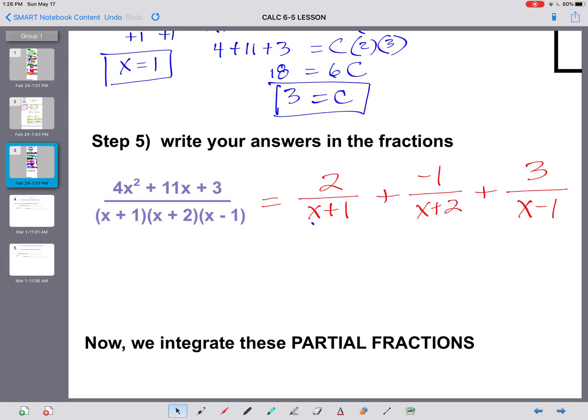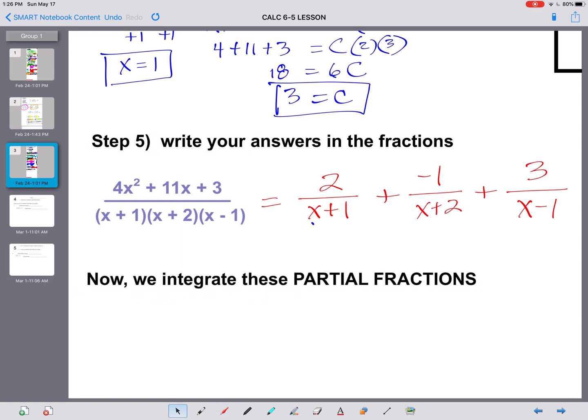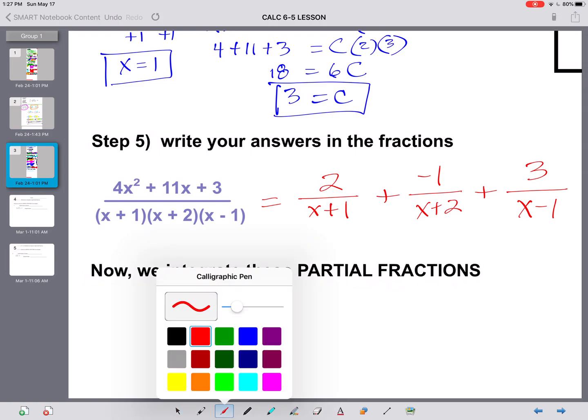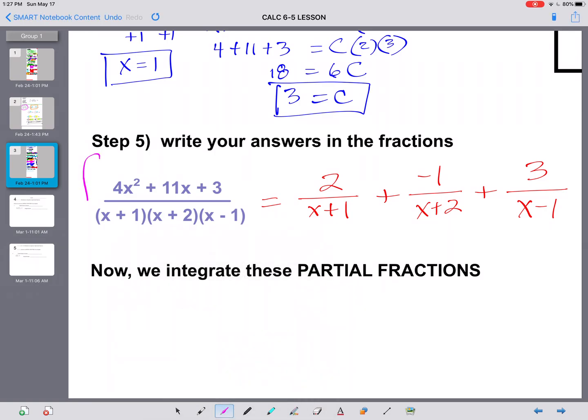Now, what we just did is we broke this fraction into partial fractions. But we're not done. Remember, the original problem was an integral. Our original problem, let's do it in pink. Our original problem was an integral. Well, then that's what we're going to do. We're going to integrate each one. Okay, let's go ahead and do it.